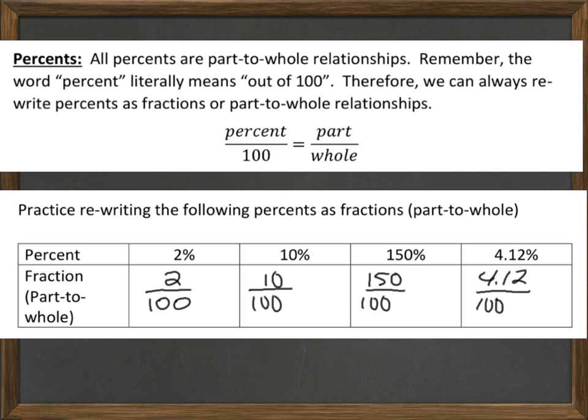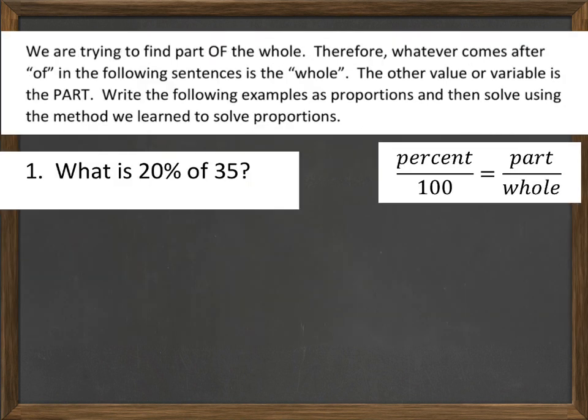Now, in general, you would not want to have a decimal inside of a fraction. But in this case, because this is only a stepping stone to setting up a proportion and solving it, we're not going to concern ourselves with that part of things right now. We're just going to leave it as 4.12 over 100, and again, then we would set up a proportion. So let's go ahead and look at some examples.